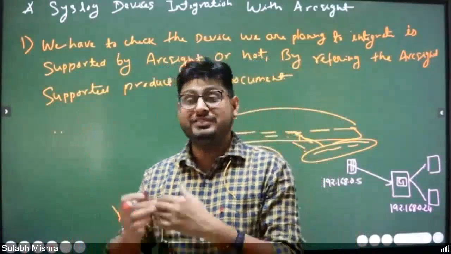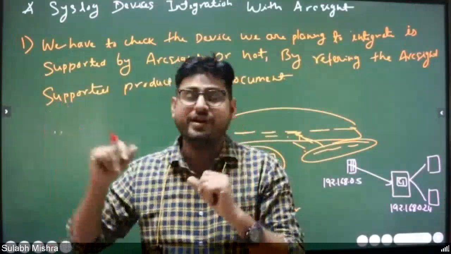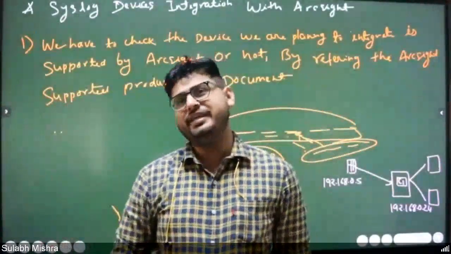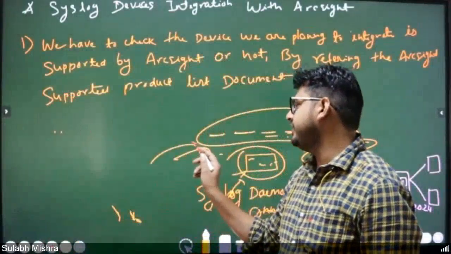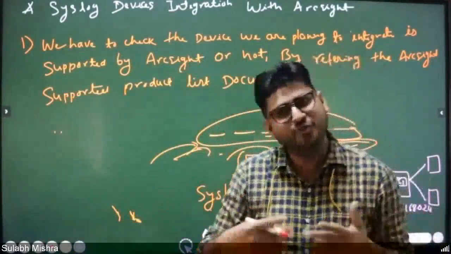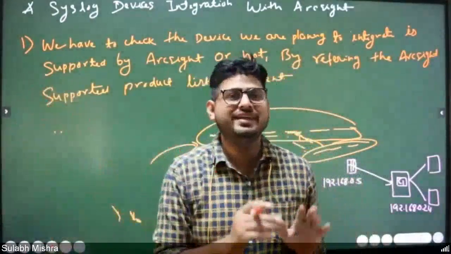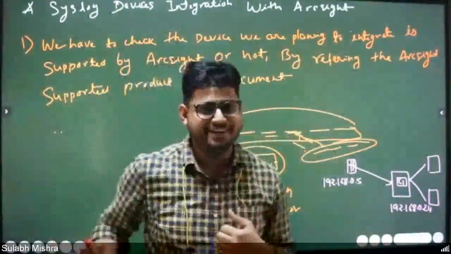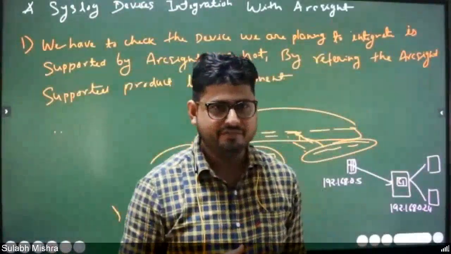ArcSight will understand, okay, it has the default Syslog field set, right? Then ArcSight will create the document saying that it is supported by ArcSight, and we can integrate Cisco ASA with the Syslog daemon connector only, which is already available with us. Because Cisco ASA also has the same field set, it can be integrated with the Syslog daemon connector.